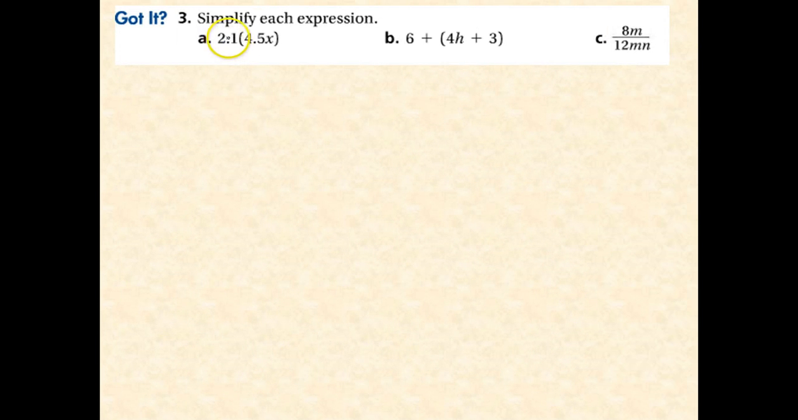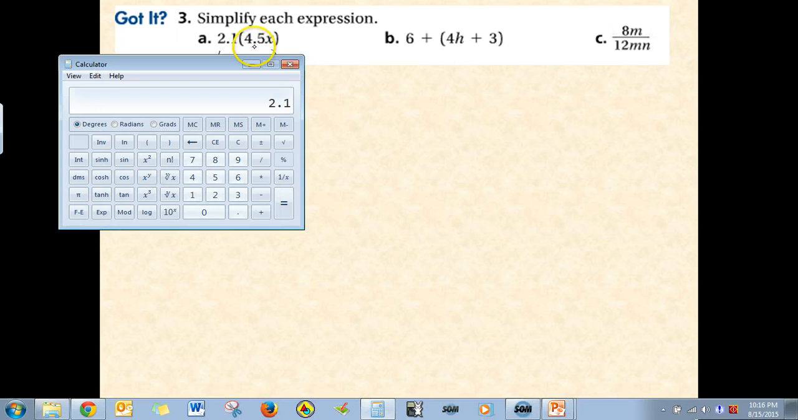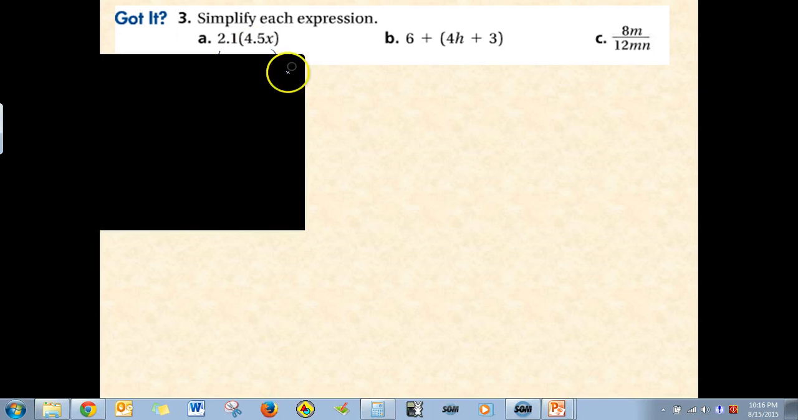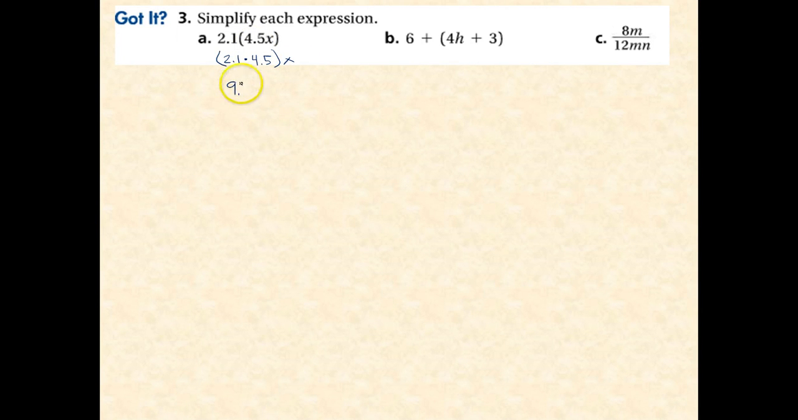Okay, 2.1 times 4.5 times x. So I'm going to use the associative property to group the two decimal numbers together. And then I'm going to simplify inside. 2.1 times 4.5, 9.45. So this is 9.45x.